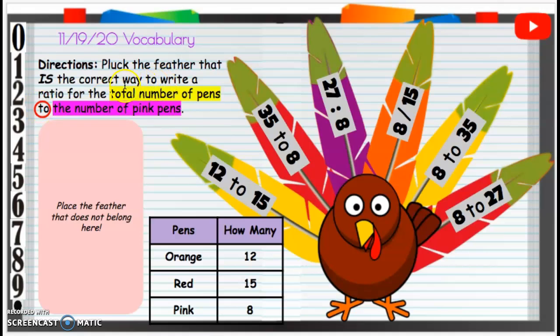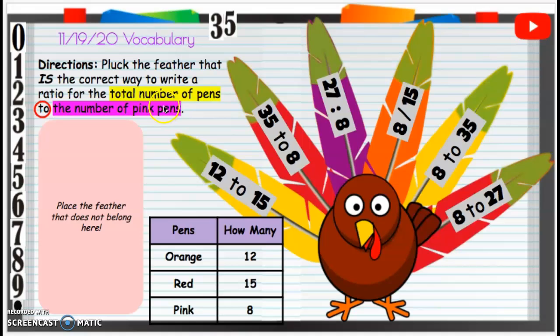All right, so total number of pens. All right, so here's our table down here, our pens. We have orange, red, and pink pens. So what are we going to do to get the total number of pens? Well, we're going to add them up. I know 12 plus 8 is 20, and then plus 15 is going to be 35. So if I have 35, that's the total amount of pens.